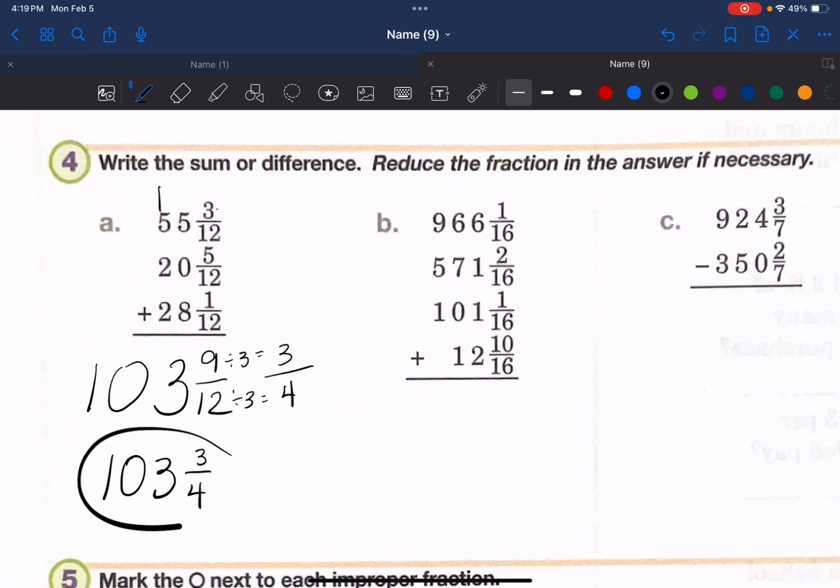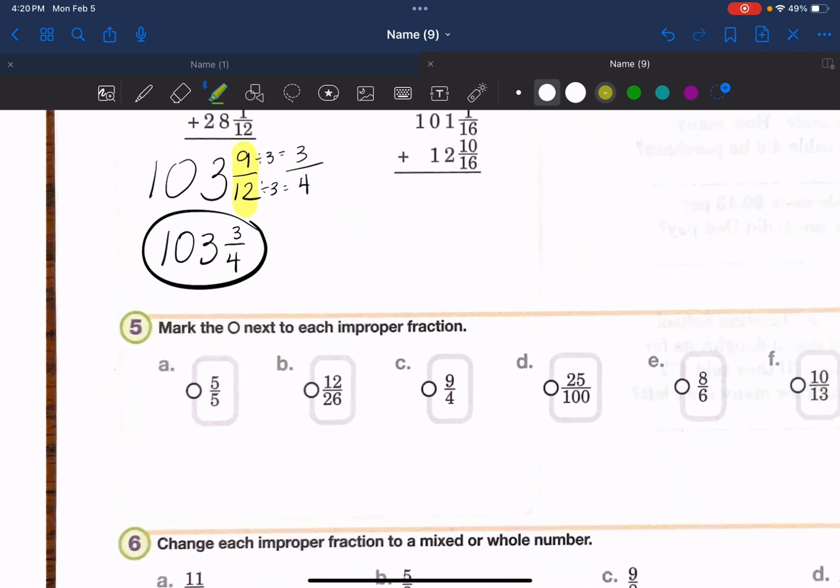And then please circle your final answer. That way I know if you reduced it. Because if I circled this one, it's not the lowest term. So please circle what you were telling me is your lowest term.